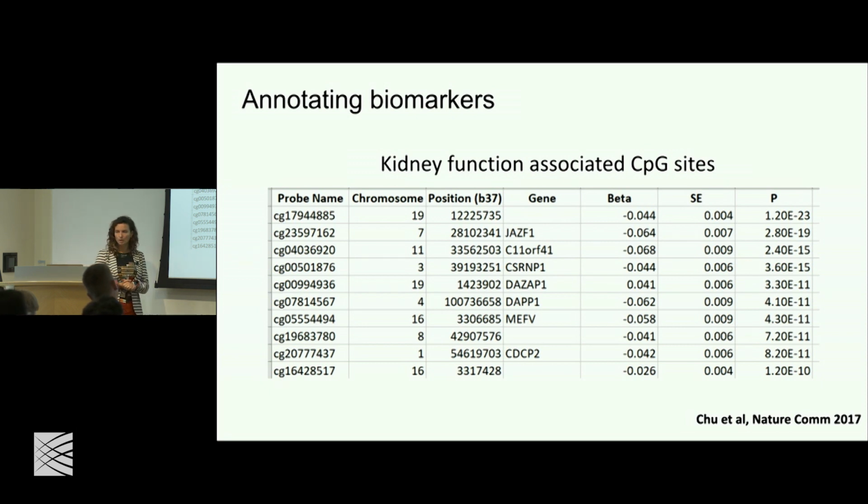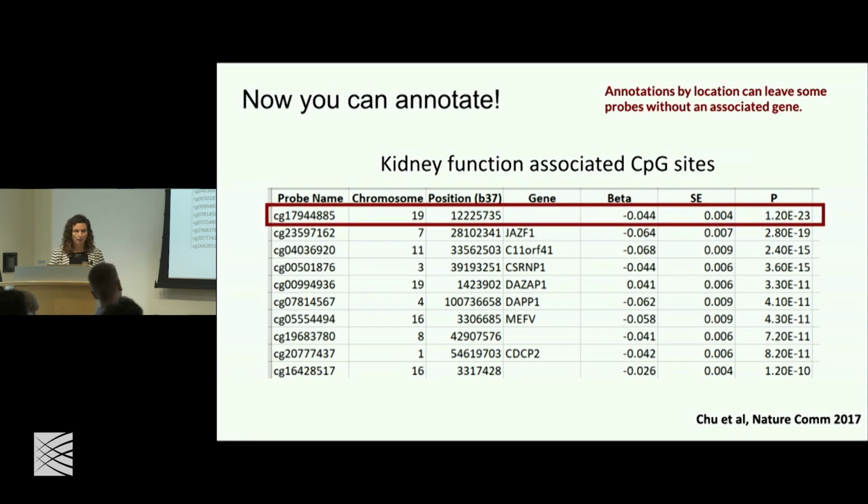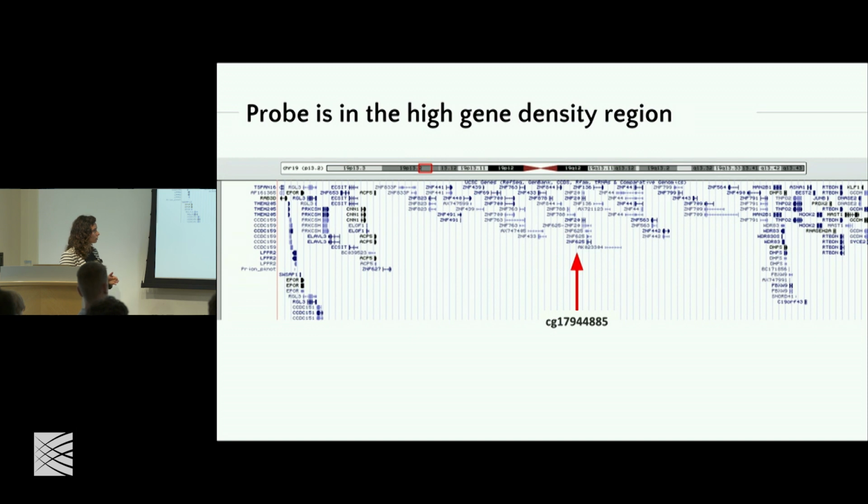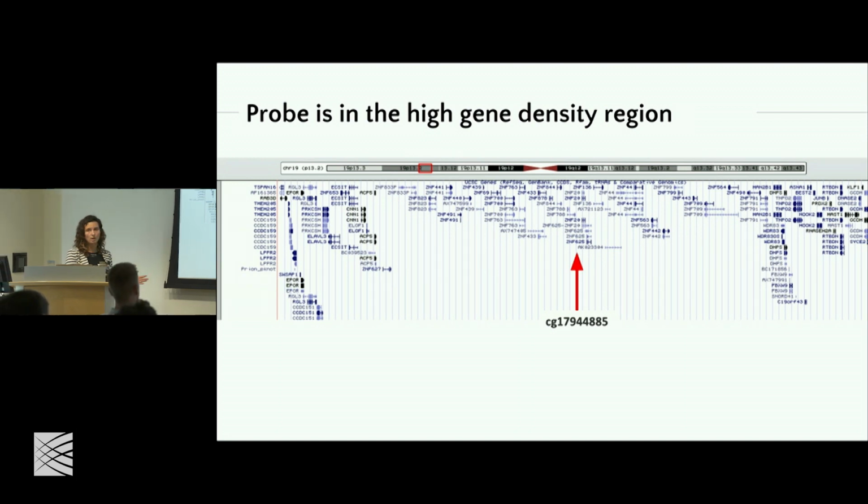We took a Nature Communications paper that published a list of EWAS probes, and you notice that the very top hit doesn't have a corresponding gene. So they couldn't map it to a particular gene. And it makes sense because if you look, this probe is in a very high density area on one of those smaller chromosomes where it's really hard to annotate. There is a closest gene, but there are tons of other genes.